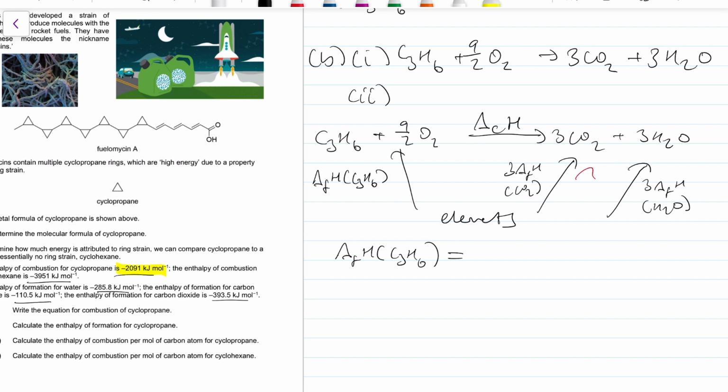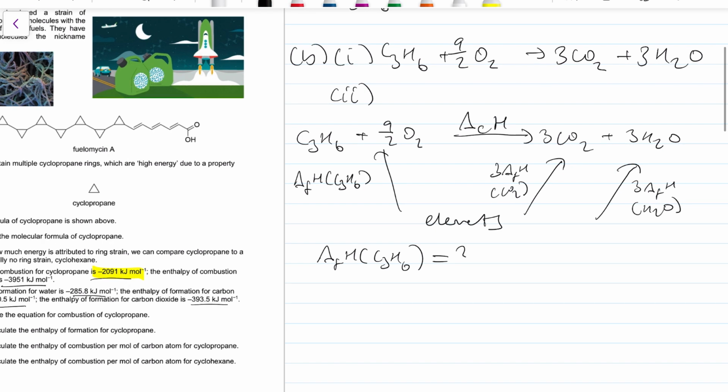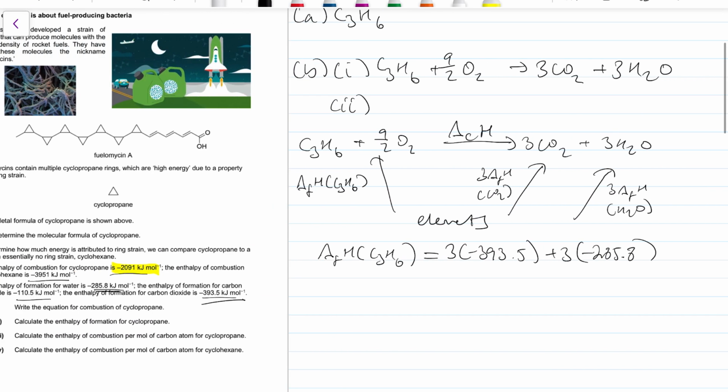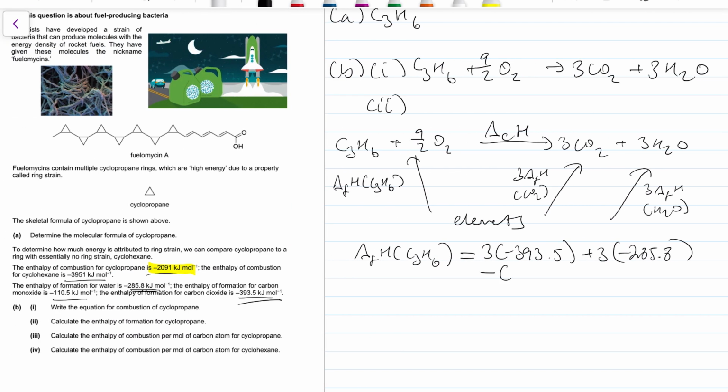First route, and then we're forming carbon dioxide and water here. So 3 times the enthalpy of formation of carbon dioxide, which is here, minus 393.5 kilojoules per mole. Enthalpy of formation of water, minus 285.8, and then minus the enthalpy of combustion, since we're going the other way. So we've been told that's minus 2091, and if you put this into your calculator, you'll get plus 53.1 kilojoules per mole.